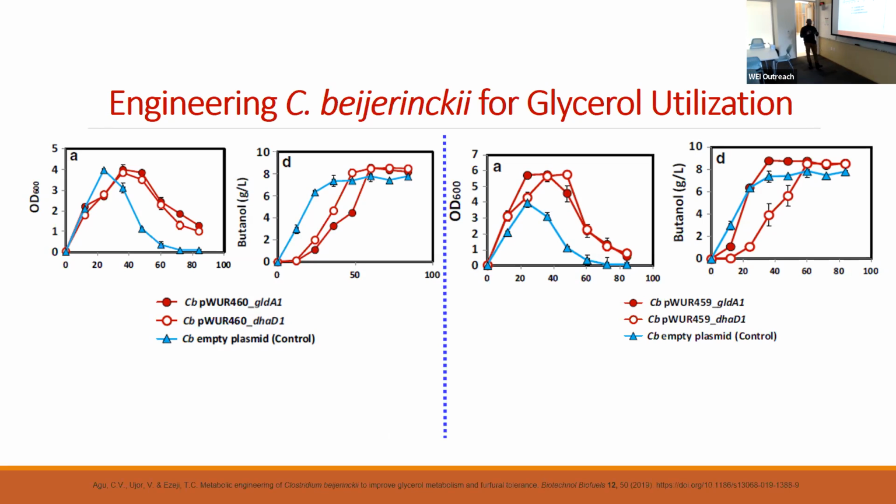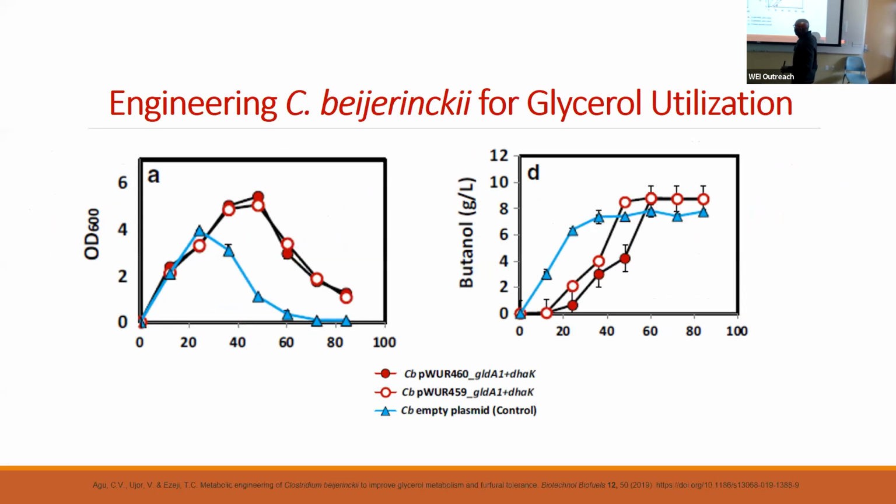First of all, neither of them was able to grow on glycerol as a sole carbon source. So that didn't work. So we thought, would it grow better in the presence of glucose and glycerol? So we looked at that relative to the empty plasmid control, and we see that our engineered strains did slightly better in terms of growth and butanol production, irrespective of the promoter that we used to express the glycerol catabolic genes.